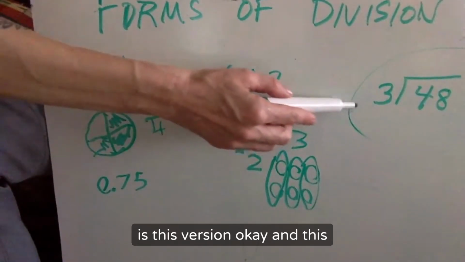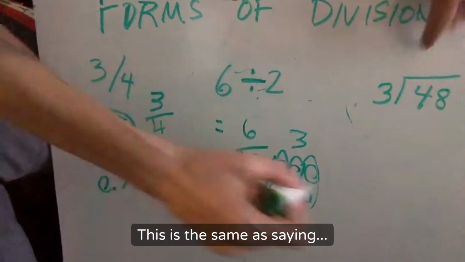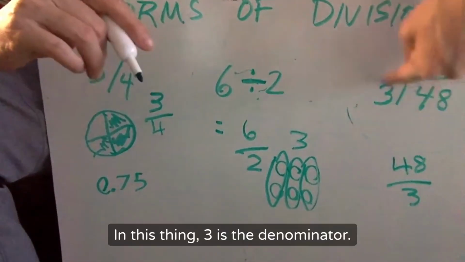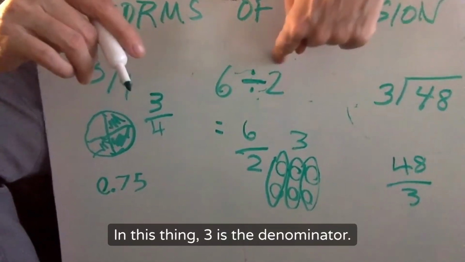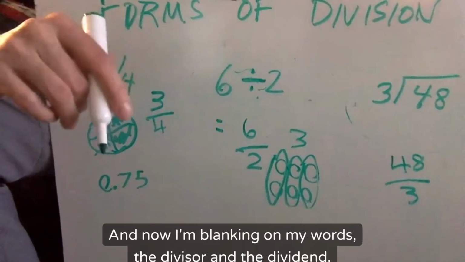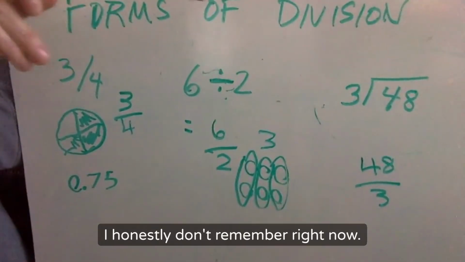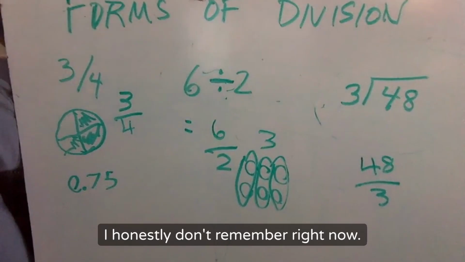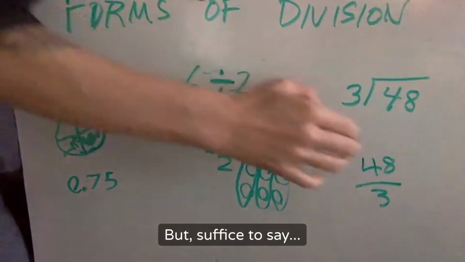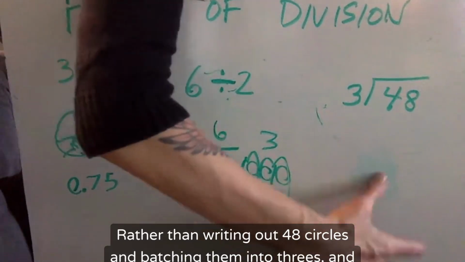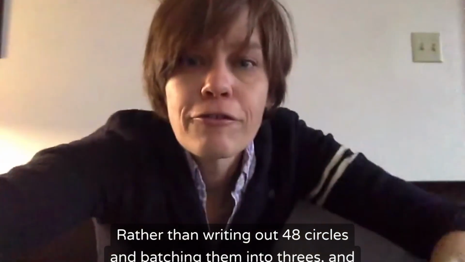Okay? And this is the same as saying, okay, in this thing, 3 is the denominator. And now I'm blanking on my words, the divisor and the dividend. I honestly don't remember right now. But suffice to say, rather than writing out 48 circles and batching them into 3s, and for the record, I know, do you like my pans?